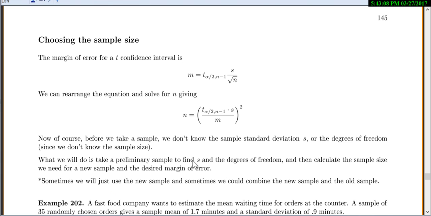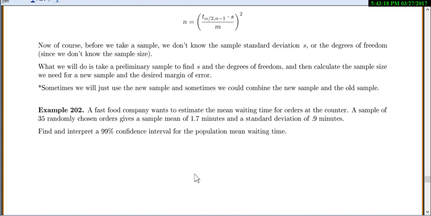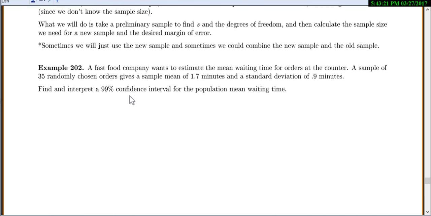Now sometimes when you do this, because you have to take a preliminary sample, you could just take a completely new sample, but usually to save money, people combine the old sample and the new sample. Let me show you what we mean here. A fast food company wants to estimate the mean waiting time for orders at the counter. A sample of 35 randomly chosen orders gives a sample mean of 1.7 and a sample standard deviation of 0.9. So we have n equals 35, x bar equals 1.7, and s equals 0.9.